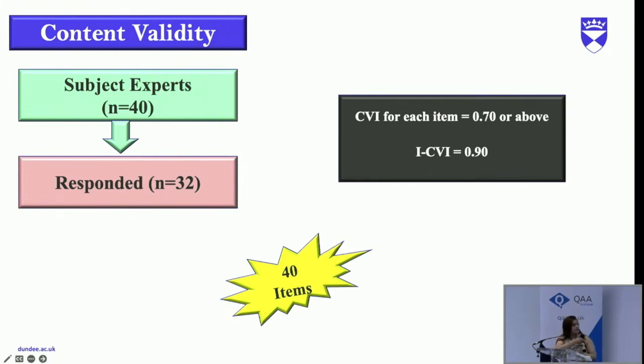For each item, 0.7 or above is the cutoff score. Items with less than 0.7, I removed; for 0.7 and above, I included the item in my study. So of the 43 items, 3 were discarded based on content validity, and 40 items remained under the content validation. Okay.